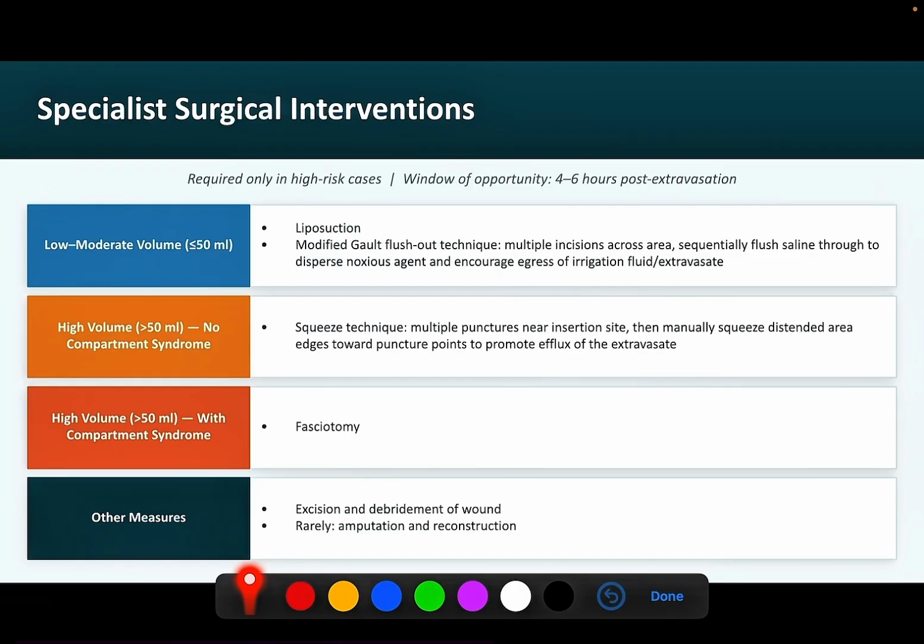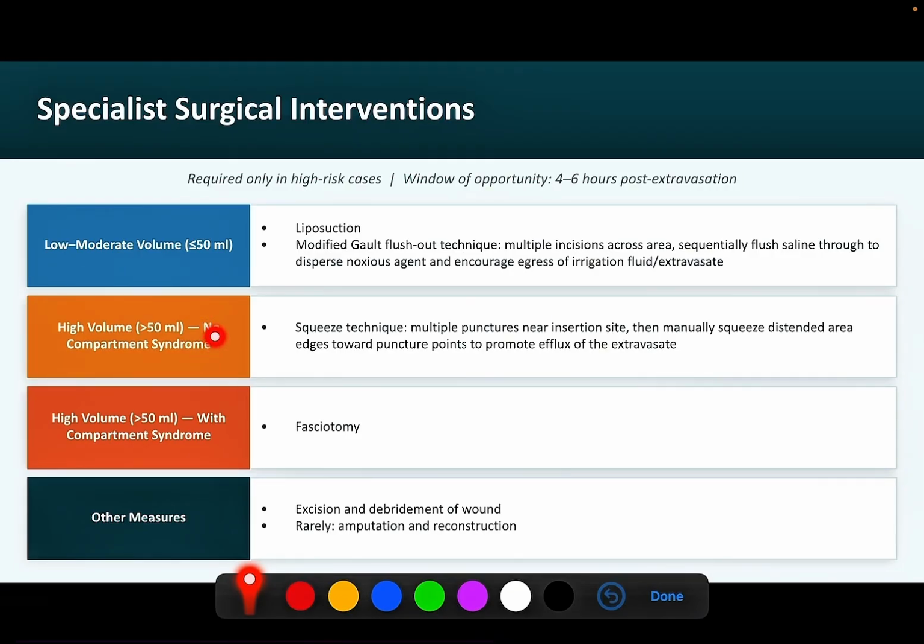There are specialized surgical interventions. We can use them according to the volume of extravasation. Usually it is required in high-risk patients within 4 to 6 hours of extravasation. If the volume is low, we can use liposuction or the modified Gold flush-out technique. That means we are creating multiple incisions across the area and sequentially flushing saline through one end and dispersing the noxious agent through the other end to encourage the egression of the irrigation fluid and extravasate.